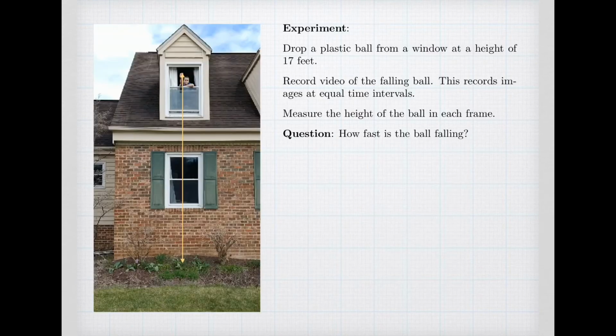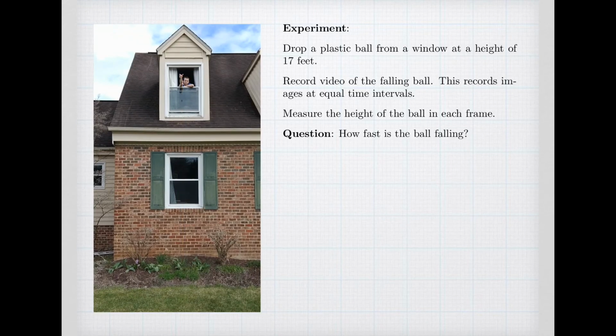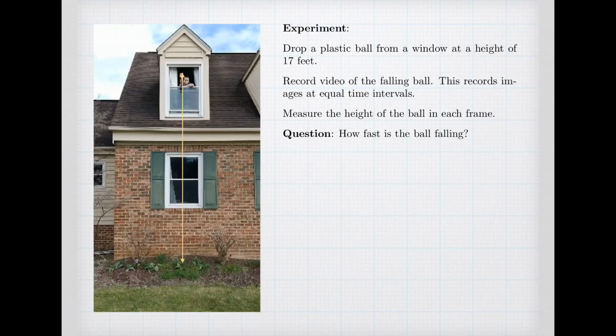I want you to consider the following experiment that I ran. Drop a plastic ball from a window, and this window was 17 feet high, where the ball was dropped. I then recorded a video of the falling ball using my phone. A video corresponds to capturing a sequence of images, which we call frames, at equal intervals of time. Then I can capture each of those frames, look at them, and measure the height of the ball in each frame. And the question I have is, based on that information, how fast is the ball falling?